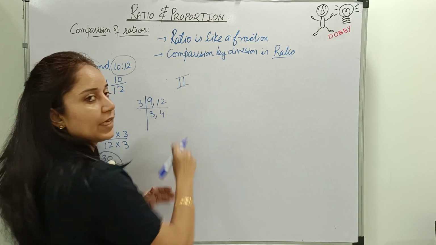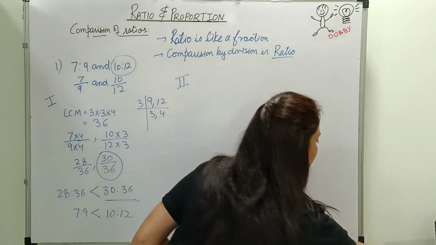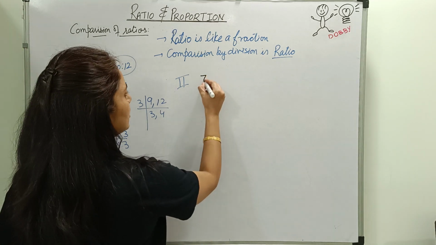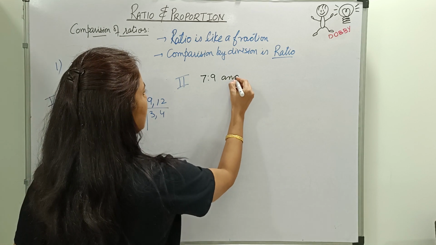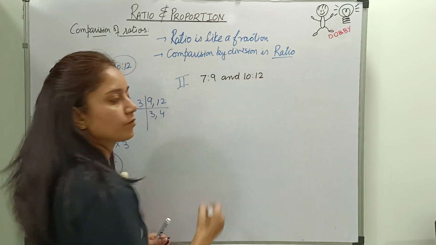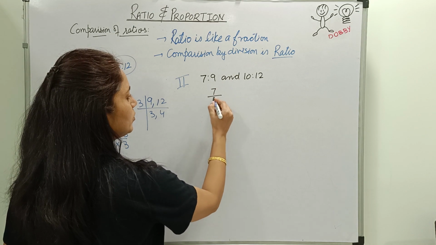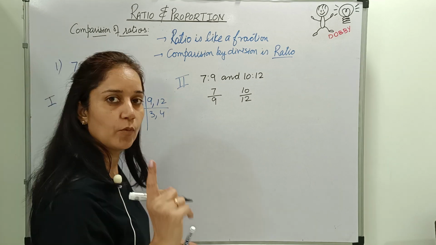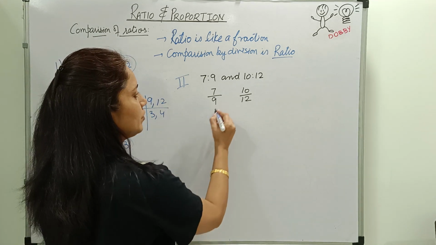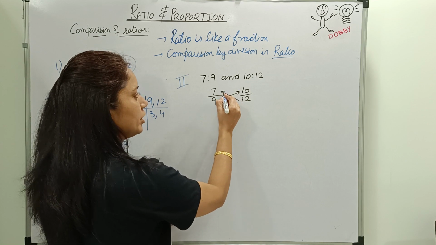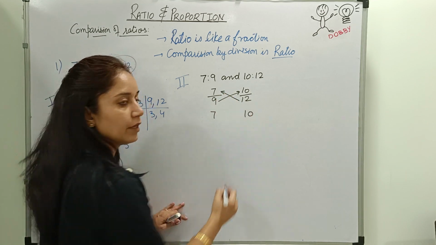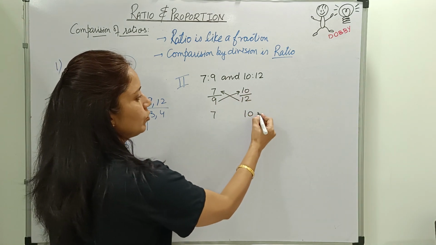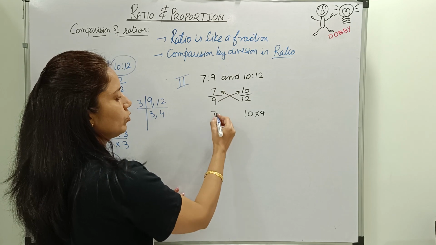Now let me tell you the second method, which is the cross multiplication method, right? Writing the ratios again, 7:9 and 10:12. Write them in the fraction form, 7/9, 10/12. Cross multiplication method, what point has to be taken care of? That numerators will remain at their original place. 7 and 10 will remain here. 9 and 12 will go to the other side. 9 denominator will go to 10 and 12 denominator will go to 7.